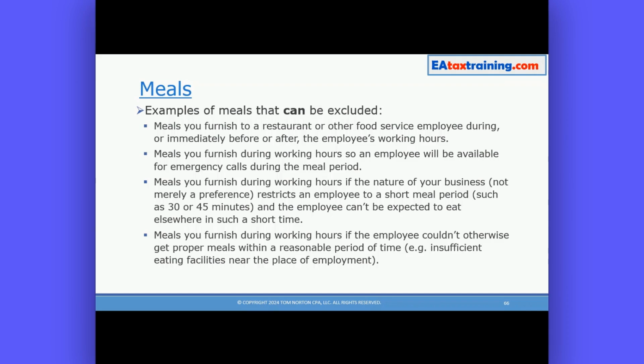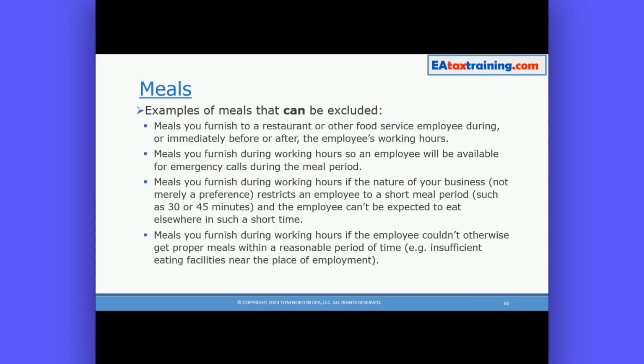Meals you furnish during working hours if the nature of your business restricts an employee to a short meal period. So they only get about half an hour or 45 minutes, and it's not reasonable to expect they can go out and get to a restaurant and order and eat and get back in that time frame. Then you can exclude those meals.